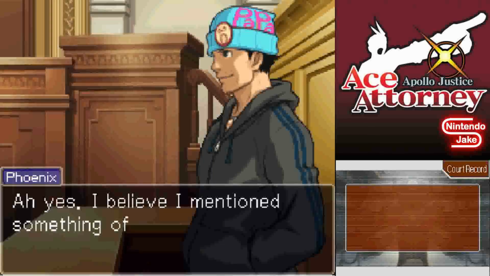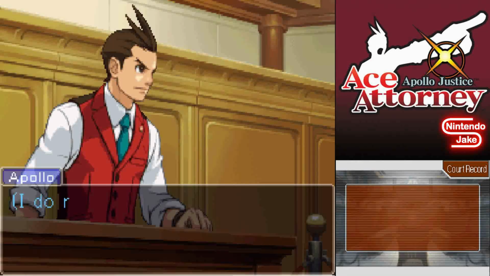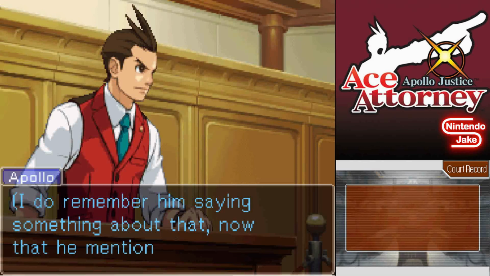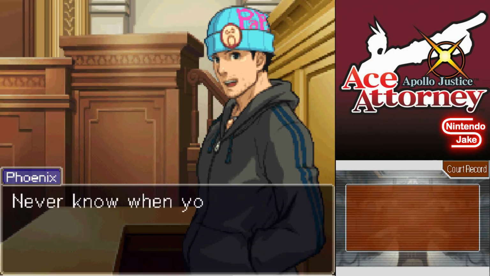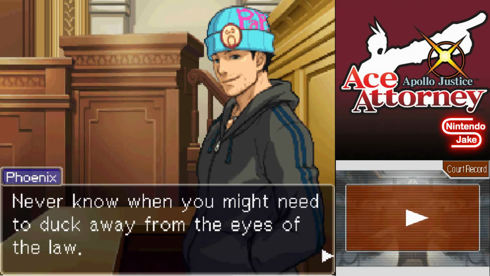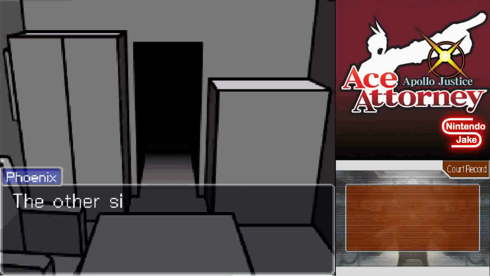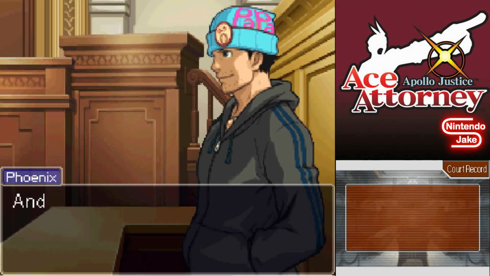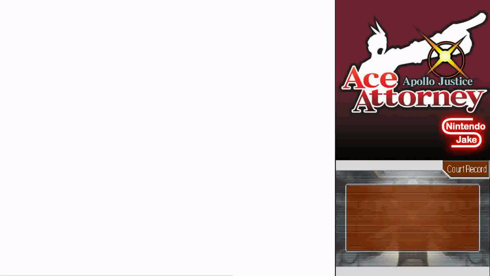Ah, yes, I believe I mentioned something of the sort before. This is one of the tricks to the room that many regulars know about. A secret passage is a handy thing to have when you're engaged in legal goings-on. You never know when you might need to duck away from the eyes of the law. The room has a secret passage. Where does it go? The other side connects to a restaurant above. The normal boss is getting away from the cops, enjoying a cold bowl of borscht, no doubt. Just like our killer.